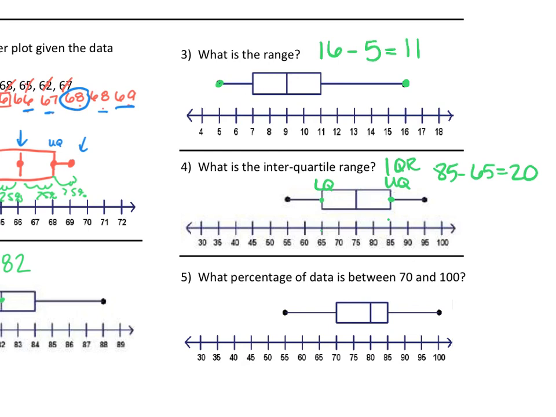What percentage of data is between 70 and 100? Ooh. 70, between this dot and this dot. This is how much right here? 25, 25, 25. So how much percentage is that? 75. Yes.